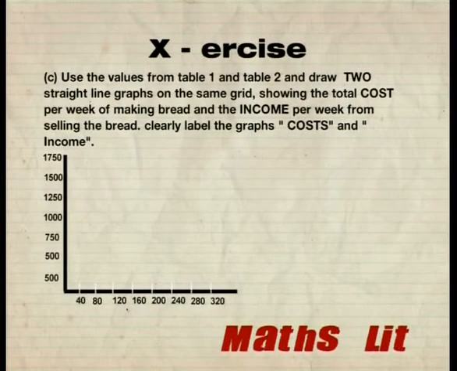Part C. Use the values from Table 1 and 2 to draw two straight line graphs on the same grid showing the total cost per week of making bread and the income per week from selling bread. Clearly label the graphs costs and income.